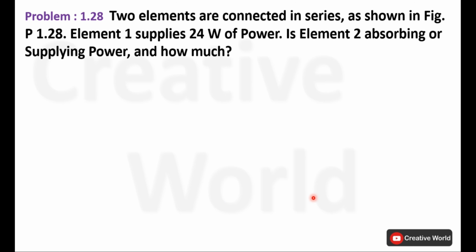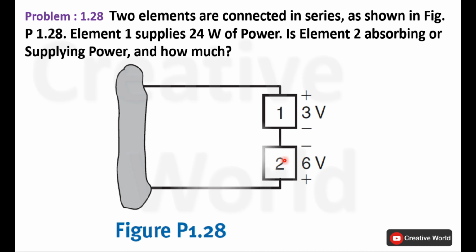Let's read the scenario. Two elements are connected in series as shown in figure 1.28. Element 1 supplies 24 watt of power. Is element 2 absorbing or supplying power, and how much? Voltage across these two elements is also mentioned, and the power of element 1 is also given, and this power is being supplied through element 1.